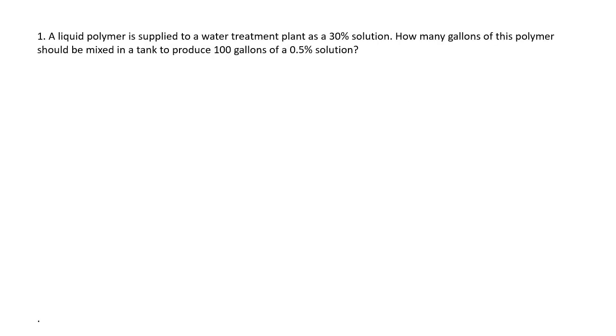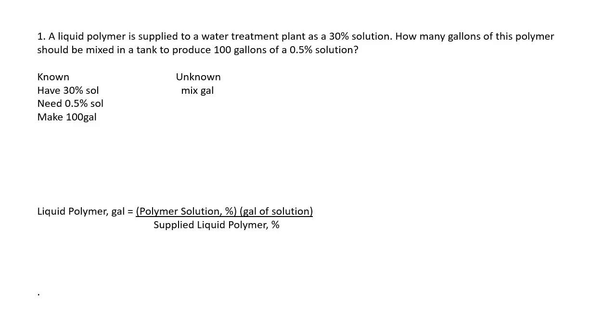Alright, let's jump into the questions. A liquid polymer is supplied to a water treatment plant as a 30% solution. How many gallons of this polymer should be mixed in a tank to produce 100 gallons of a 0.5% solution? As with all word problems, I like to start off by pulling out the knowns and the unknowns. What you know is that you have a 30% solution. You need to make a 0.5% solution. You want to make 100 gallons, and what you don't know is how many gallons you must mix.